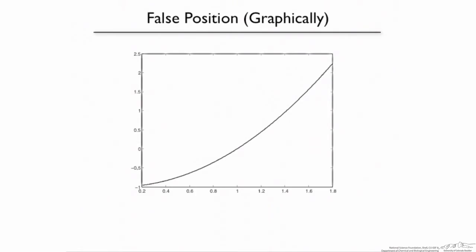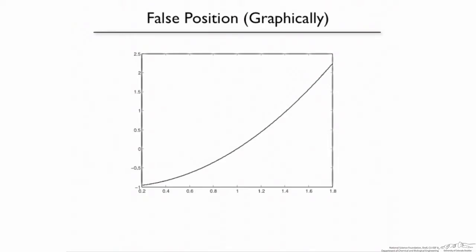Let's look at the false position method graphically. For any root finding method, we need to have some brackets. We'll talk about open methods next time, but for any method that is sure to find an answer, we need brackets. So we start out with two brackets, x lower and x upper.